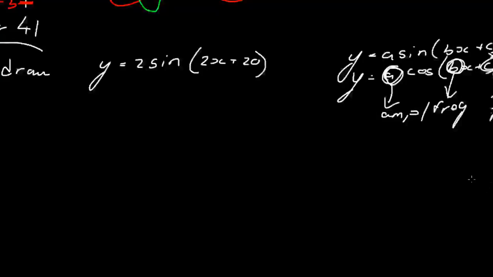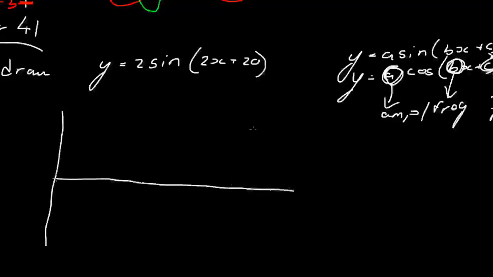And I'm just going to illustrate phase shift to you by an example. So let's do y equals 2 sine 2x plus 20 degrees. How does 2 sine 2x look? Well, we've got a frequency of 2, which means it's going to go down and up twice in 360 degrees.